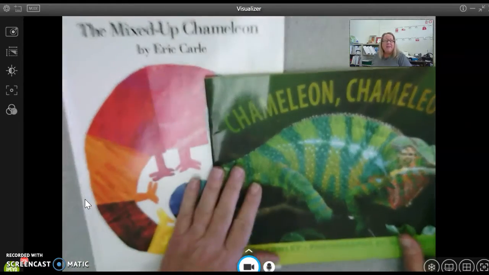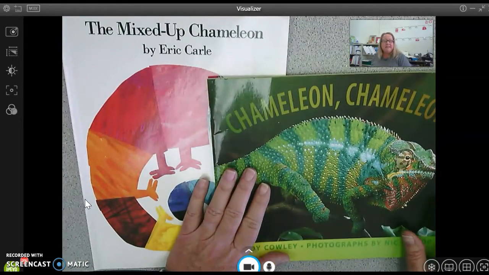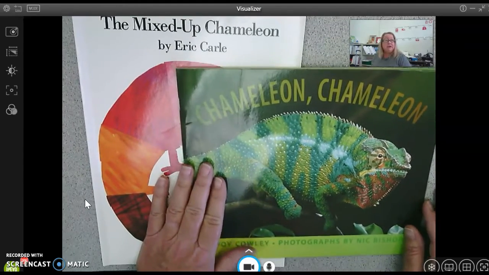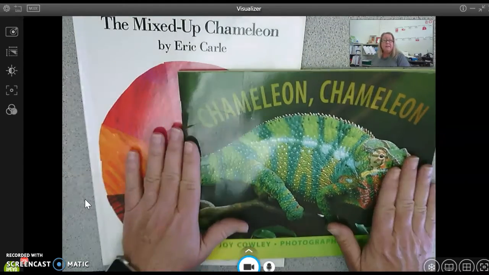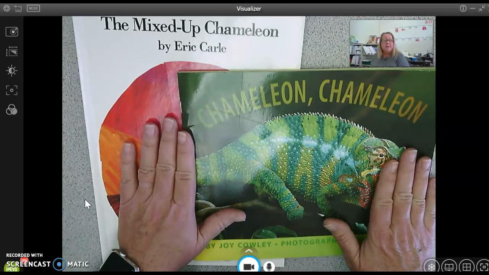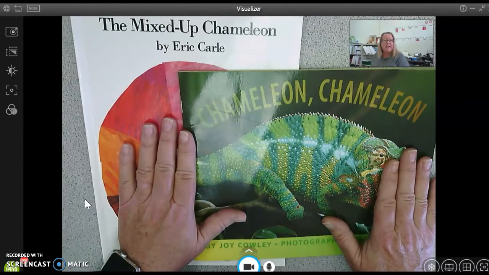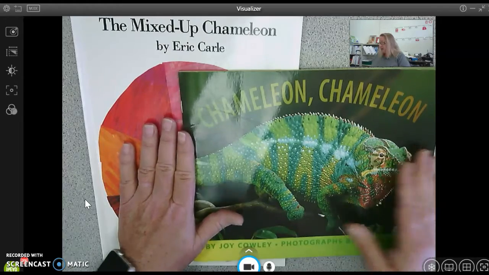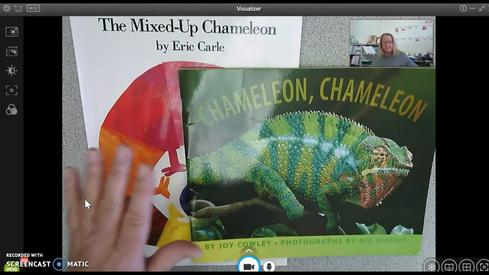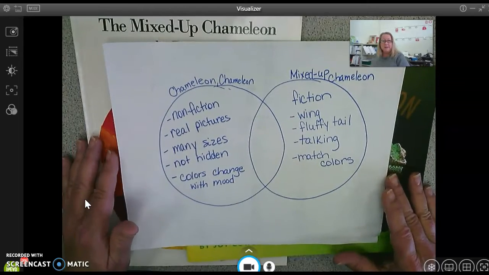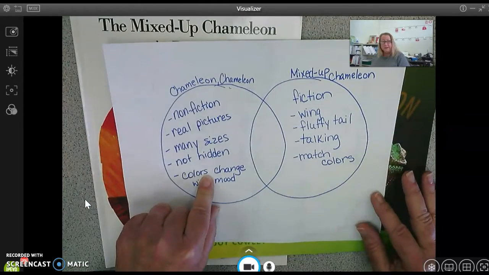This week we have been reading The Mixed Up Chameleon and Chameleon Chameleon, and we've been comparing and contrasting how the stories are different, and today we are going to look at how they are alike. Okay, so this is our Venn diagram that we have been working on this week. This is from Chameleon Chameleon.